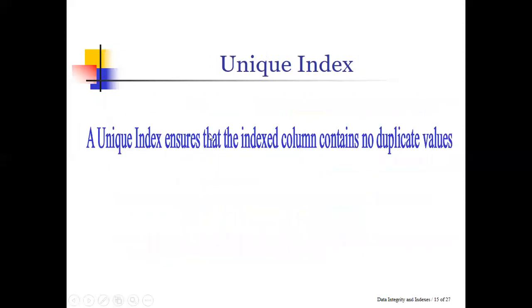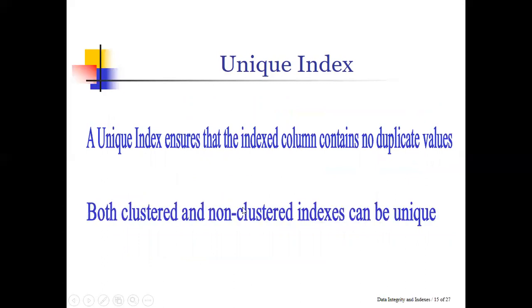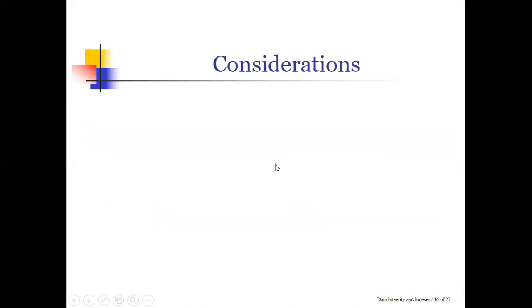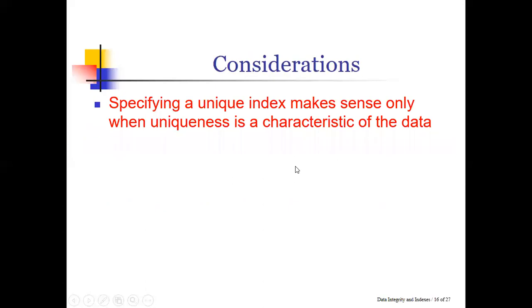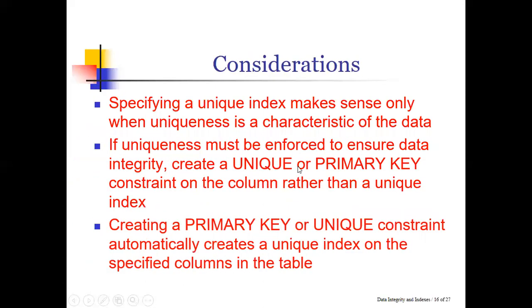A unique index ensures that the index column contains no duplicate values. Both clustered and non-clustered indexes can be unique. So this will ensure that when you define a unique index, the data should be maintained unique within that table. So when you create a primary key, this particular constraint will be created, a unique clustered index. Specifying a unique index makes sense only when uniqueness is a characteristic of the data, like say mobile number, email ID, and all those things.